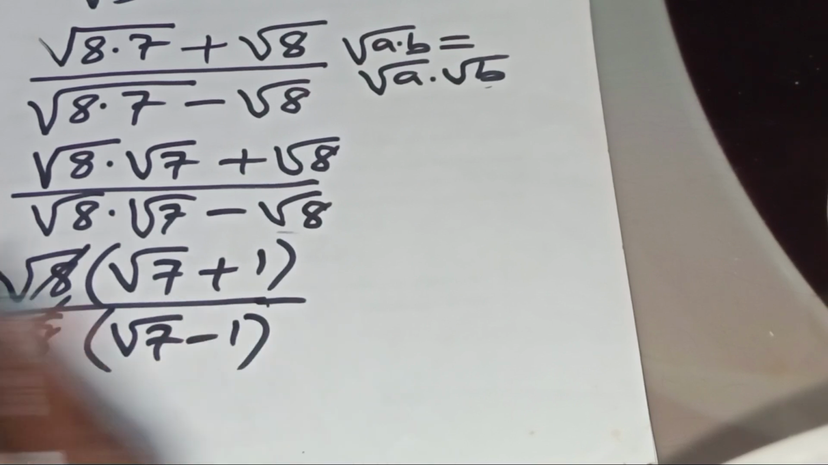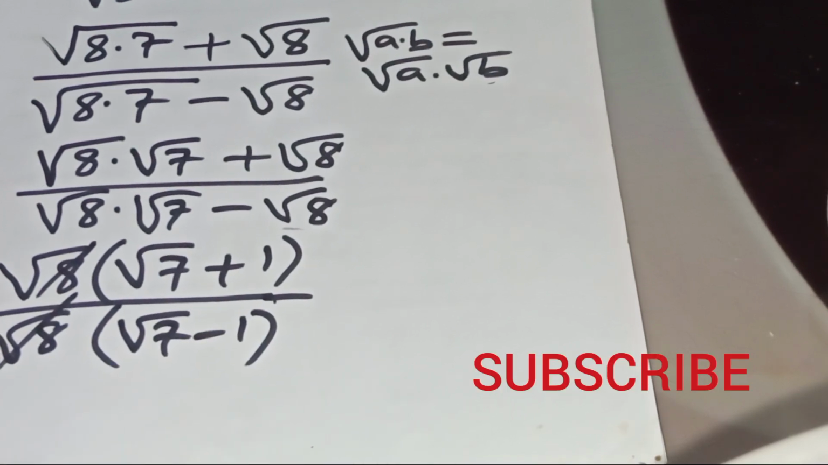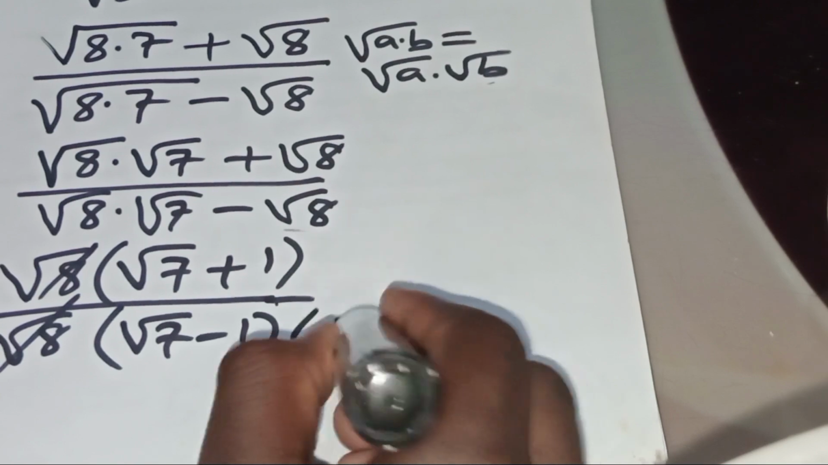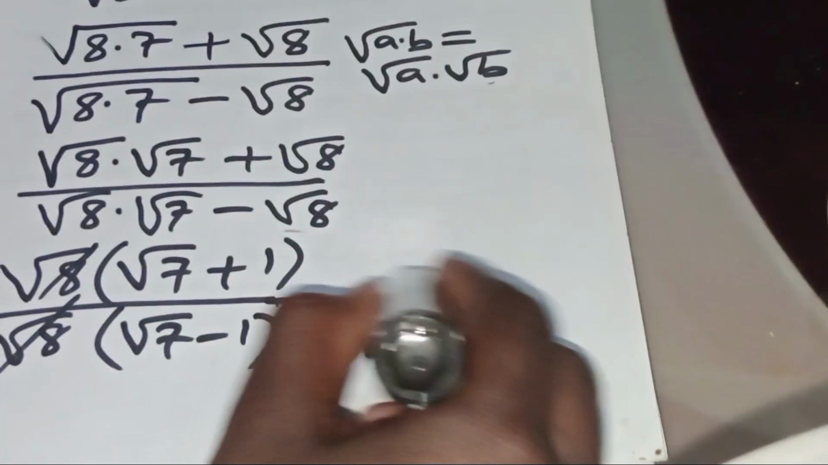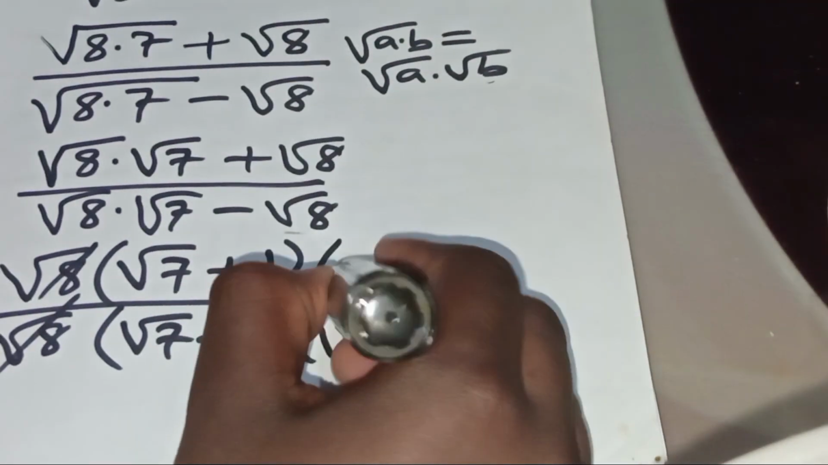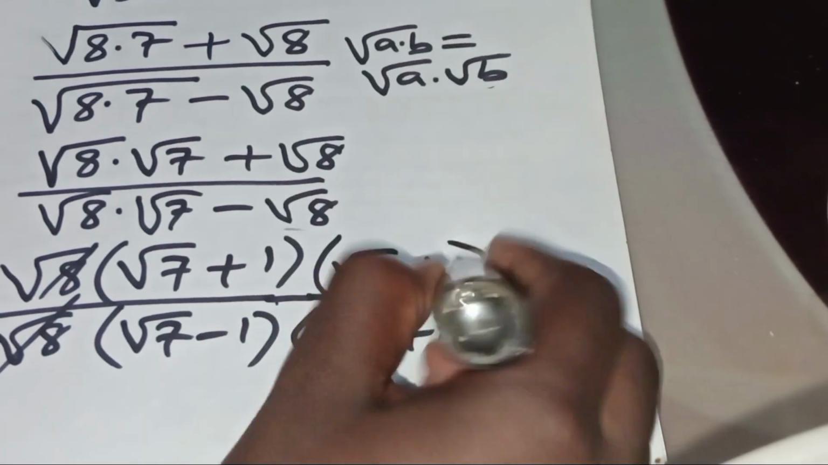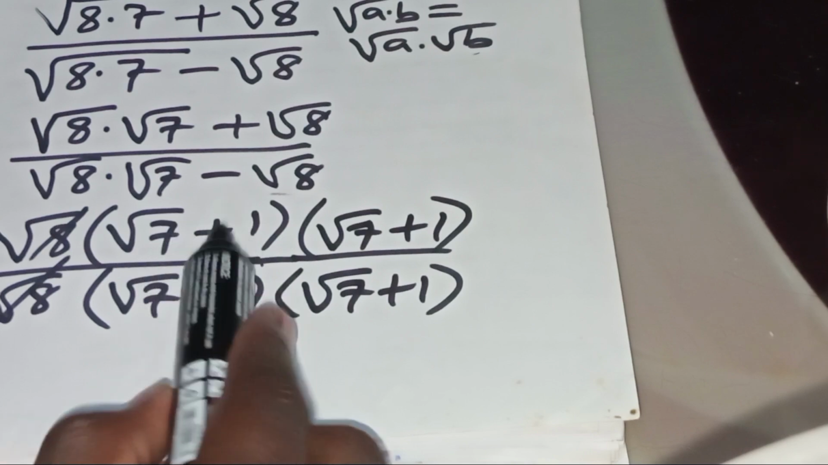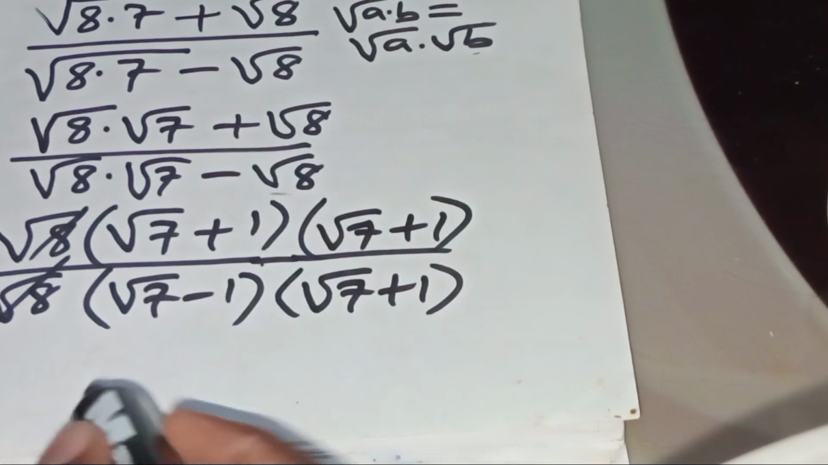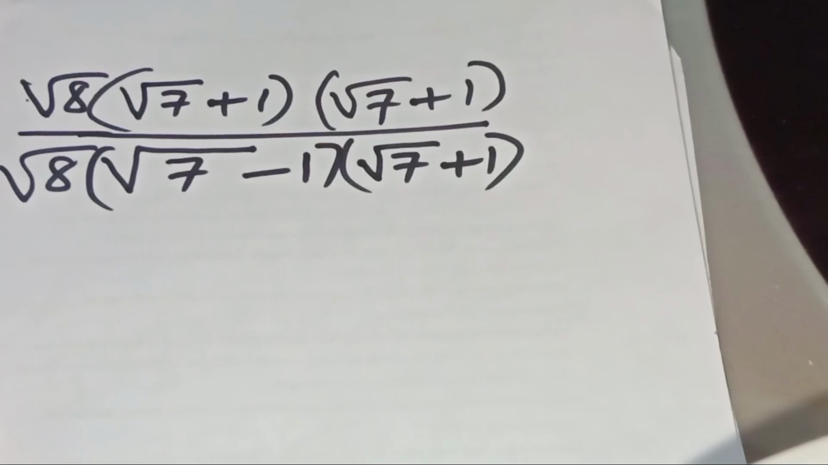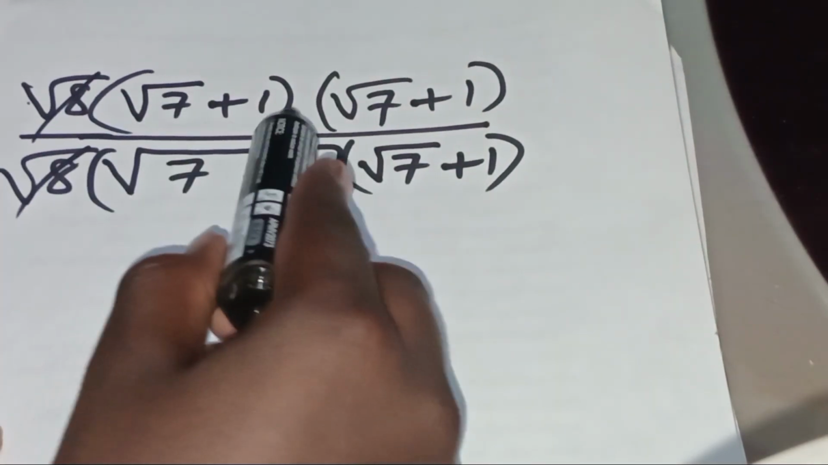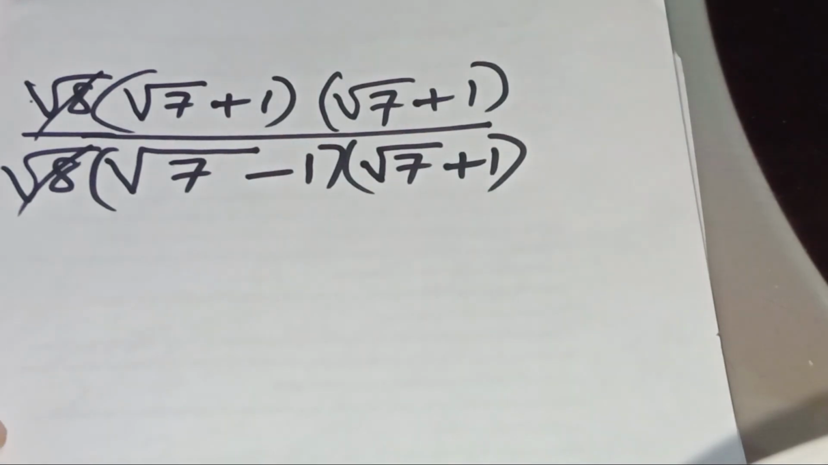So the next phase here is to rationalize the denominator by introducing a conjugate. Let's introduce the conjugate to the denominator, which is the square root of 7 plus 1. And in the same way we introduce it in the numerator, which is the square root of 7 plus 1. So now you can see here we have the square root of 7 plus 1 times the square root of 7 plus 1.